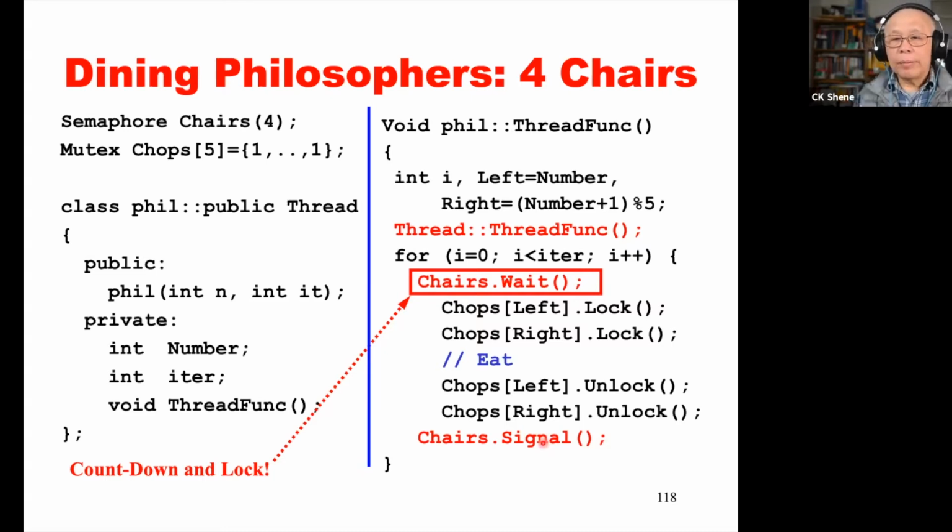So look here, chops are defined to be 5 mutexes. When you wait on a mutex, you execute a lock. When you are done, you execute an unlock. So this is the only difference. So the syntax of a semaphore under ThreadMentor is exactly the same as in our previous lectures.